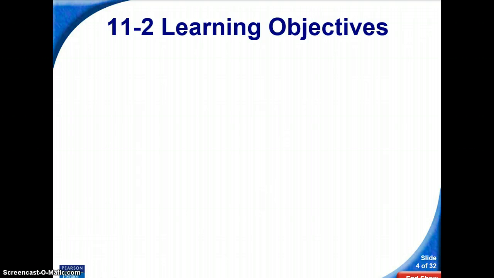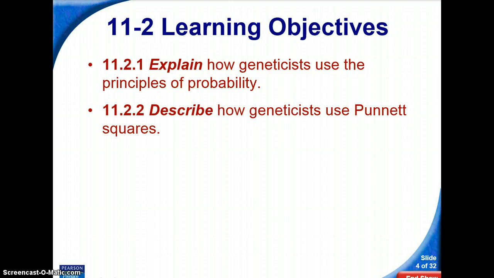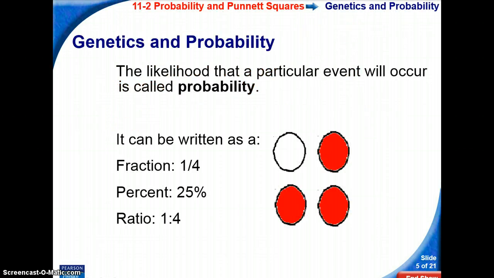So now the learning objectives for this lesson are as follows. There are only 2 of them. Make sure you get these in your notes. Explain how geneticists use the principle of probability, and describe how geneticists use Punnett squares. Okay, so you have all that written down. Let's move on to genetics and probability.